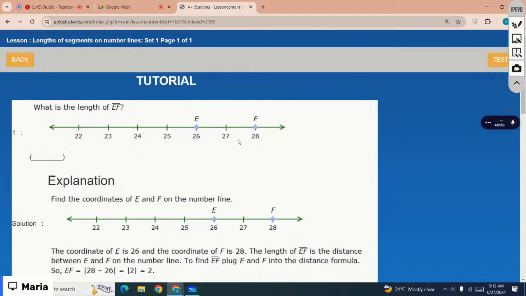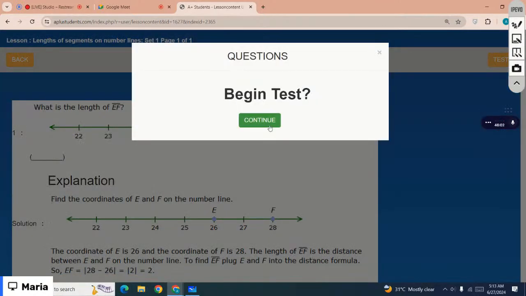The other way is you can use the distance formula. The distance formula is you need to subtract their coordinates. F is at 28 and E is at 26. So 28 minus 26 is 2. So the length of EF is 2. Got it? Let's just start with the test questions.